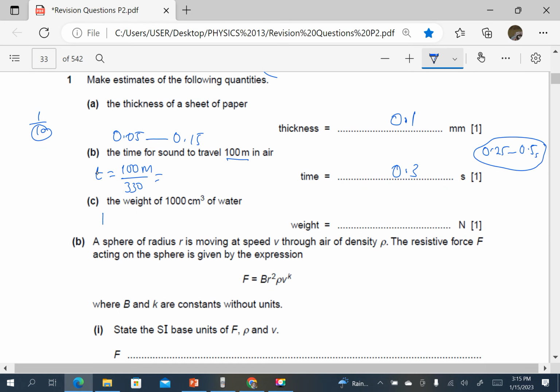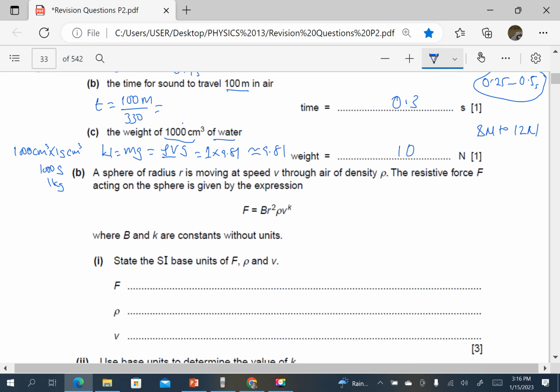Then the weight. We know that weight is going to be mg, and mass is density times volume, so that will be times g. For 1,000 centimeters cubed of water, we know the density of water, so this is the volume, 1,000 centimeters cubed times 1 gram per centimeter cubed, which makes the mass 1,000 grams, which is 1 kilogram. So the mass is going to be 1 kilogram times 9.81, which is approximately 9.81, but remember it is an estimate. So your value of weight can be between 8 newtons up to around 12 newtons. You choose a value from there. Me, I will just choose 10 or 9.8.